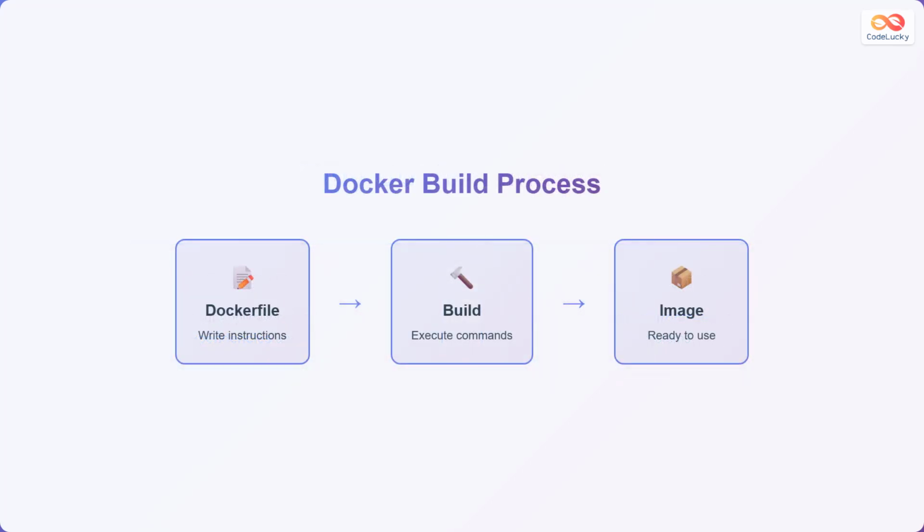Let's take a look at the Docker build process. It consists of 3 high-level steps. First, we create a Dockerfile with the instructions. Second, we use the build command to execute the commands. This results in the image. That image is now ready to use.